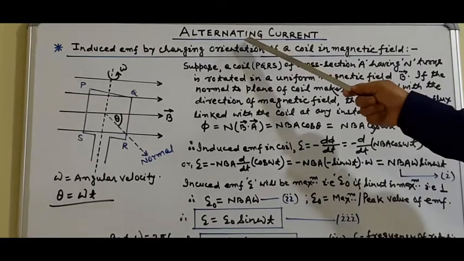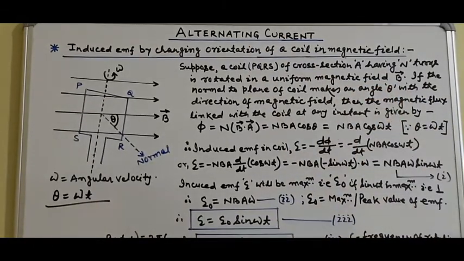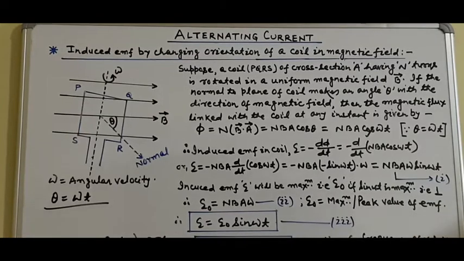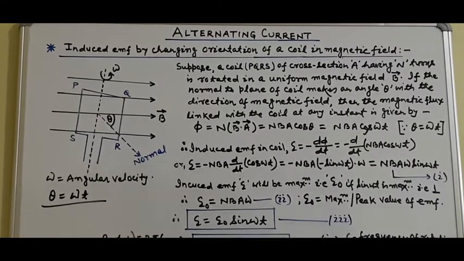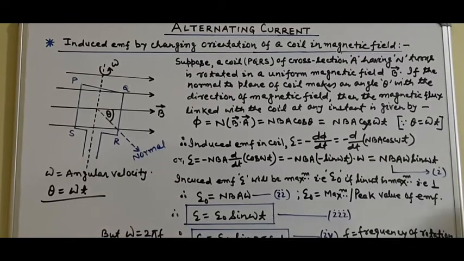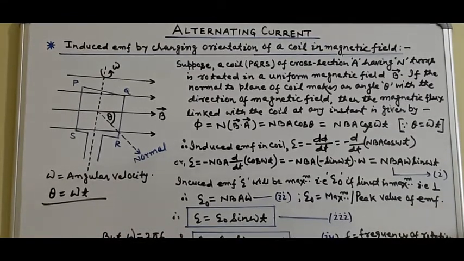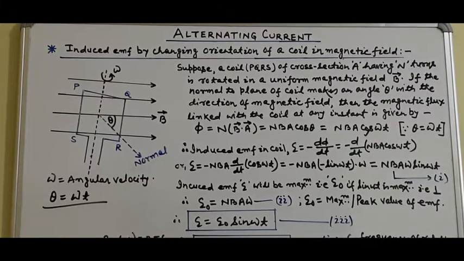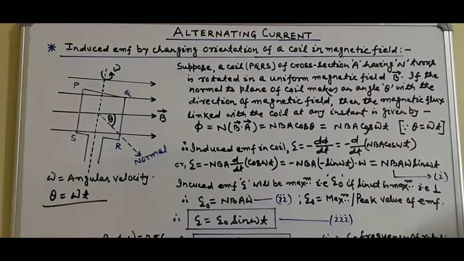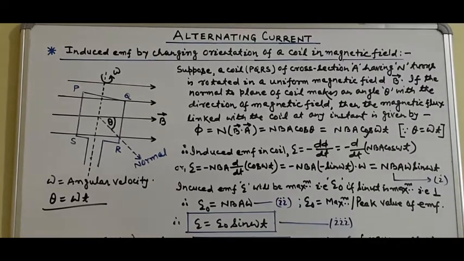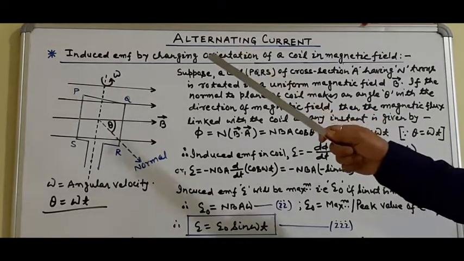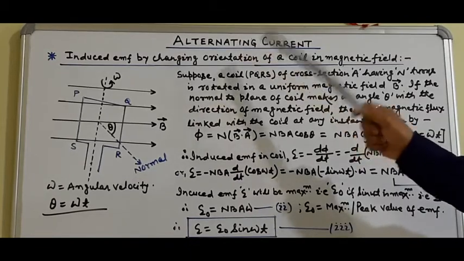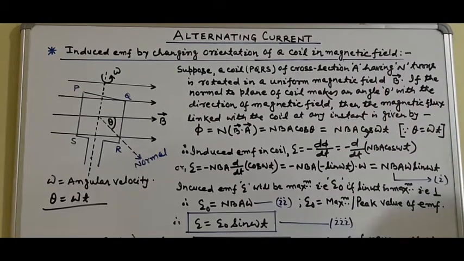Before coming to this topic Alternating Current, we will recall the methods of producing induced EMF in a coil, which is discussed in the previous chapter Electromagnetic Induction. Students, we know that induced EMF can be produced in a coil in three ways. Number one, by changing the magnetic field. Number two, by changing the area of the coil. And number three, by changing the relative orientation of the coil with the magnetic field and the area.